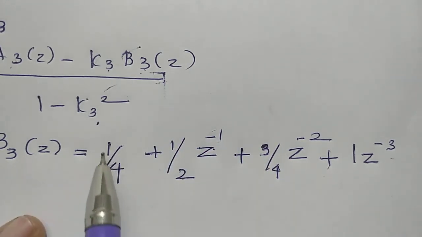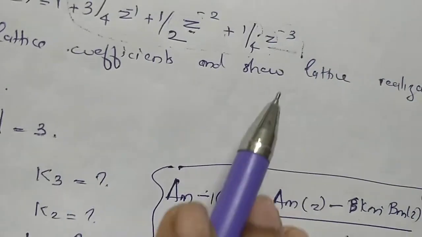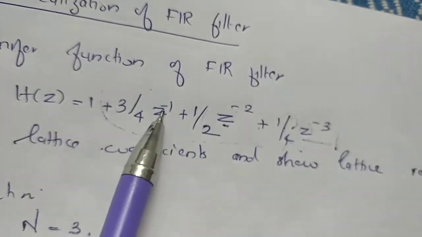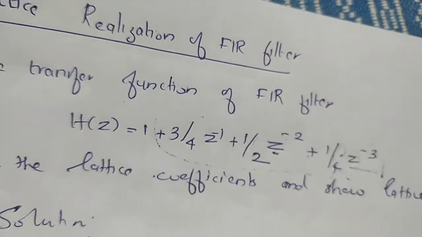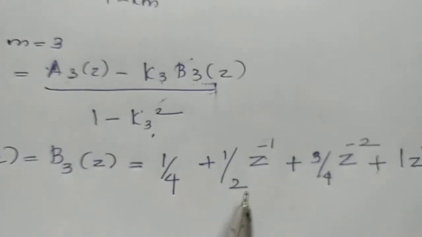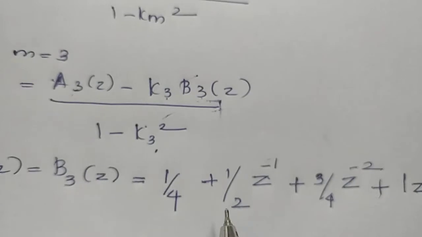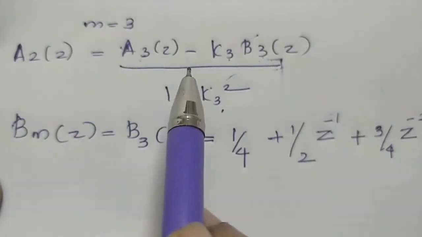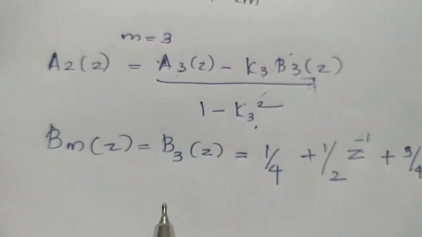Okay, first, the last term from the equation. The last term is 1/4 without the z term, then 1/2 with z inverse, then 3/4 with z raised to minus 2, then 1 times z raised to minus 3. That is the value of Bm of z. So we got the Bm of z. Then we can substitute the values in the above equation.